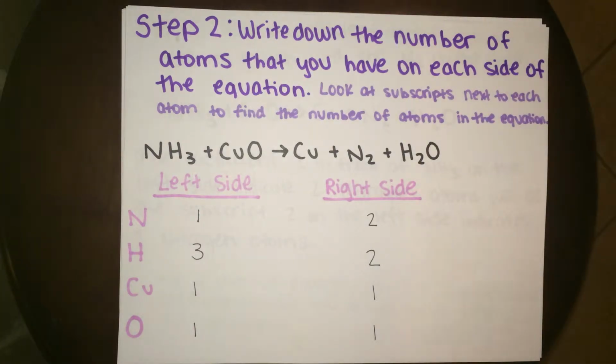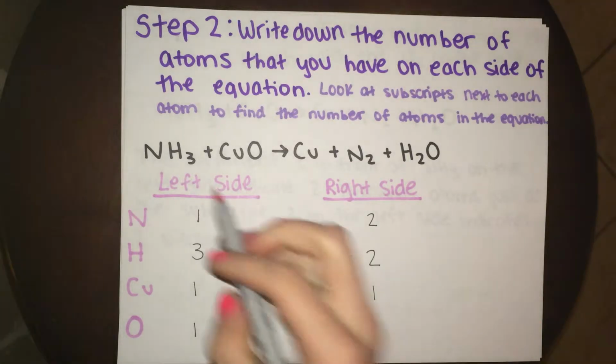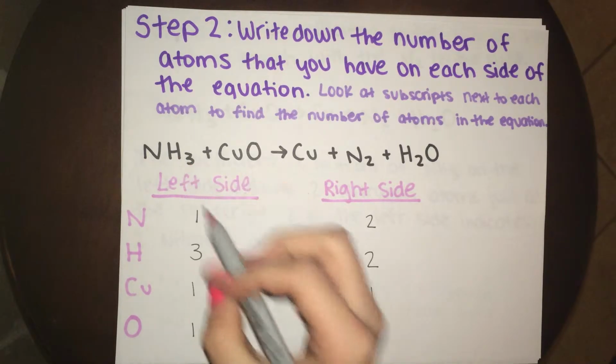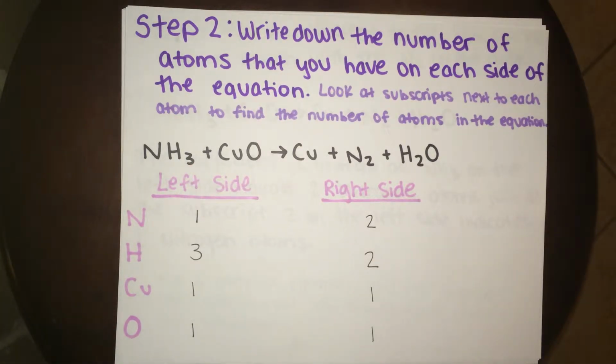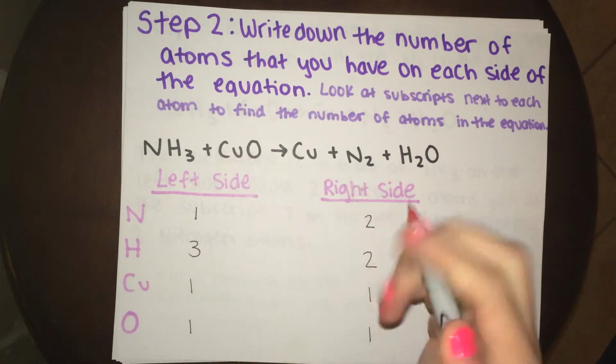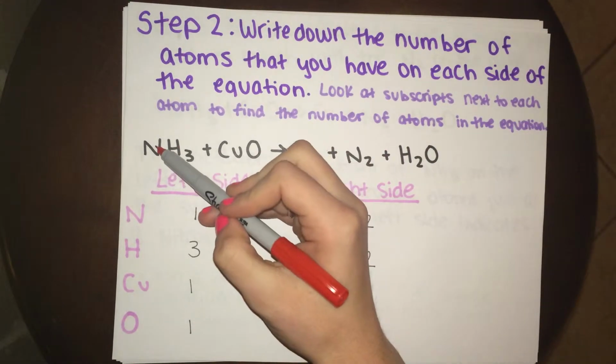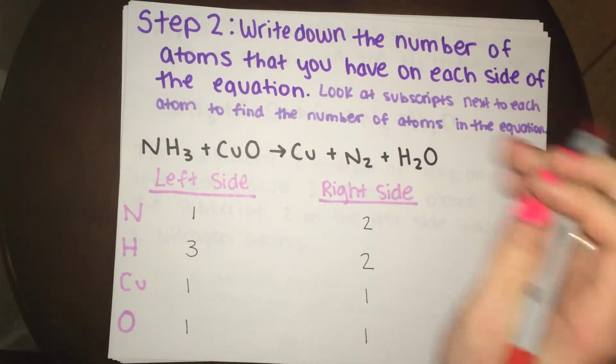The second step is to write down the number of atoms you have on each side of the equation. You look at the subscripts next to each atom. For example, here this 3 is the subscript of hydrogen. On the left side of the equation, we look at all of the elements: nitrogen, hydrogen, copper, and oxygen.